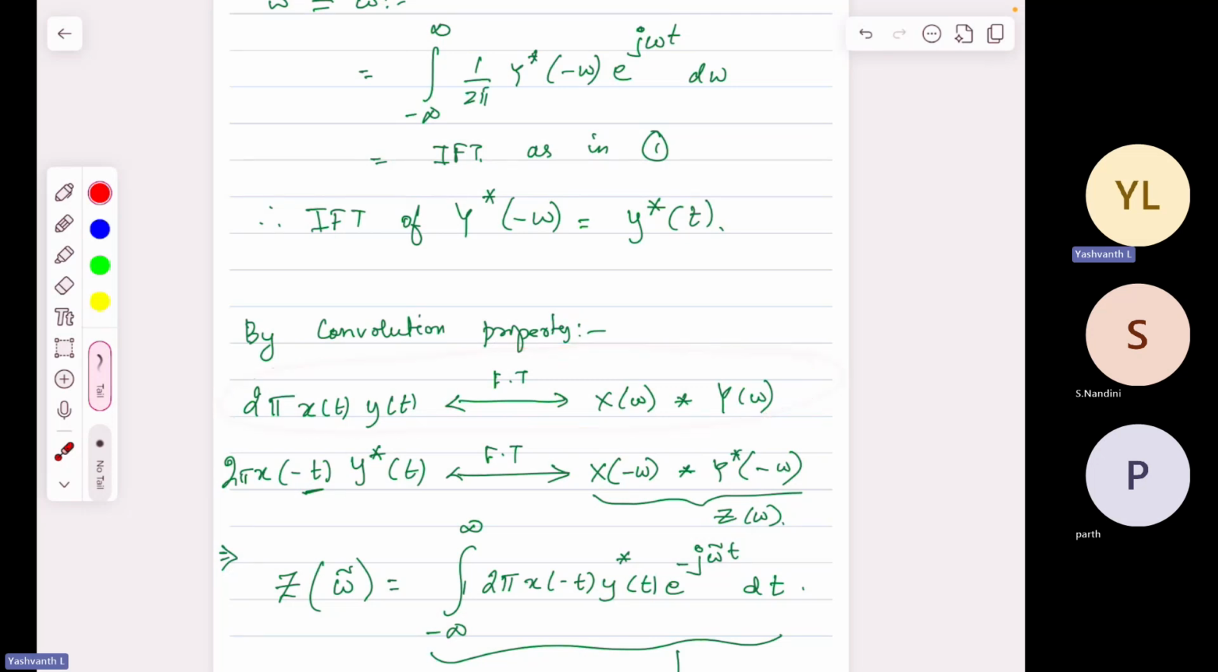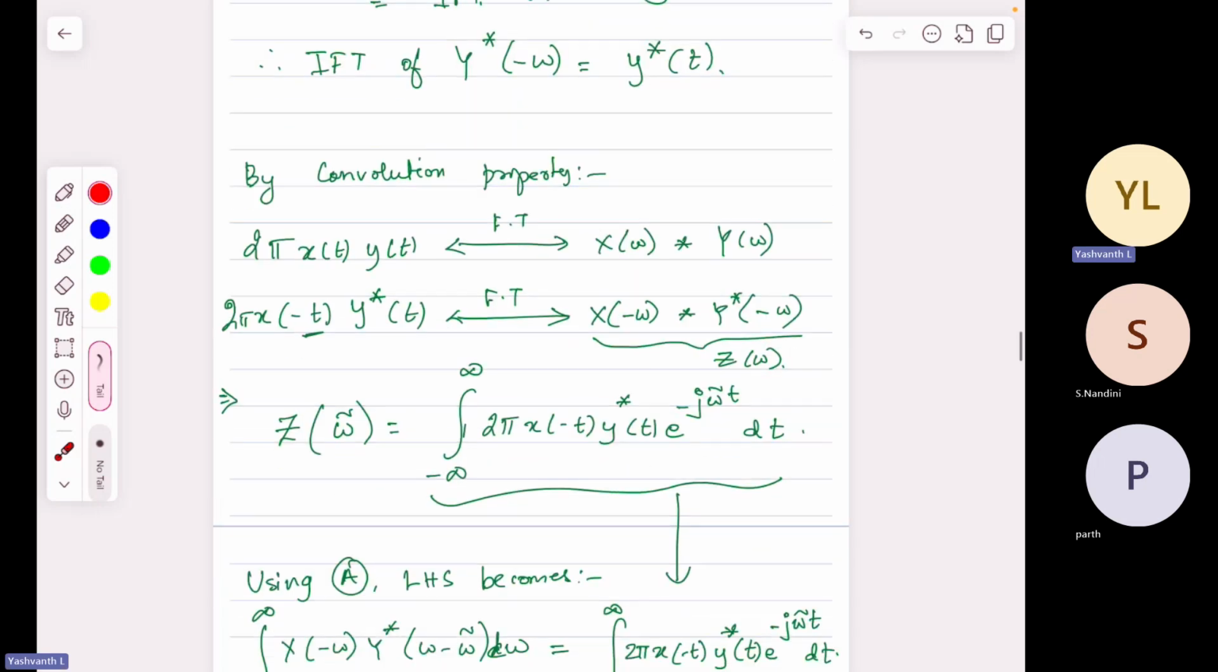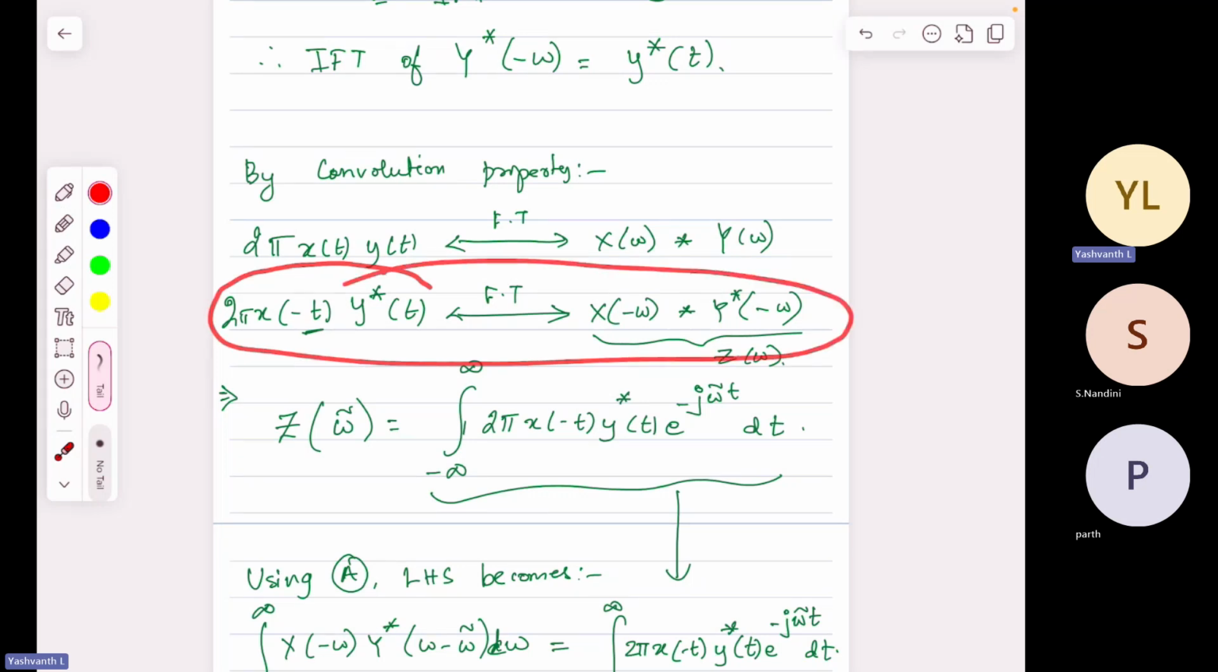But what I want is to convolve X of minus omega and Y conjugate of minus omega. That means their corresponding inverse transforms should multiply in the time domain. I know that X of minus omega has the inverse Fourier transform x of minus t, and Y conjugate of minus omega has the inverse transform y conjugate of t. Therefore, I multiply them in the time domain, and I multiply by 2 pi. That is because of the property. So this is my Fourier transform relation.